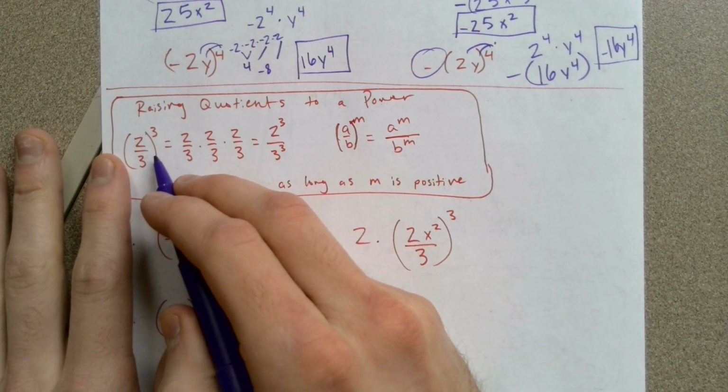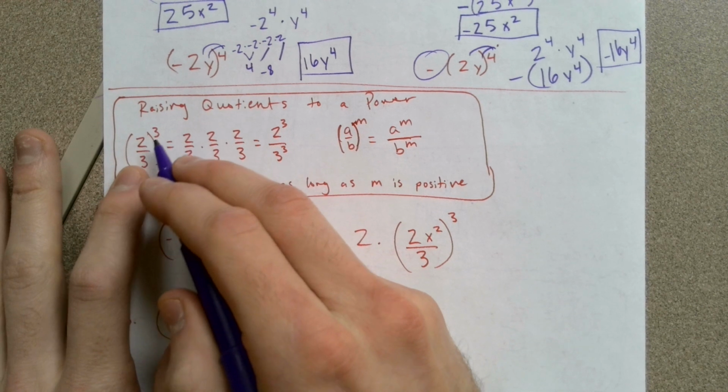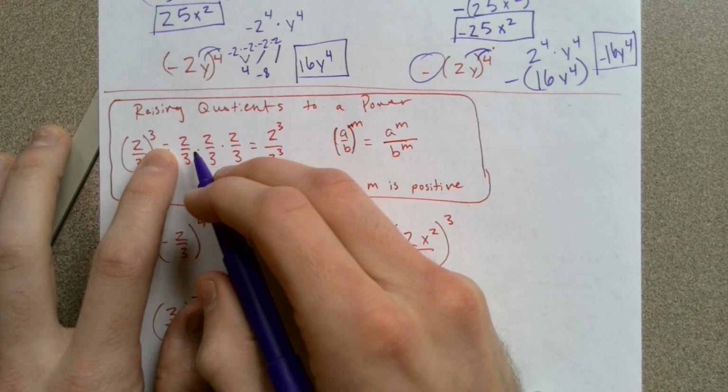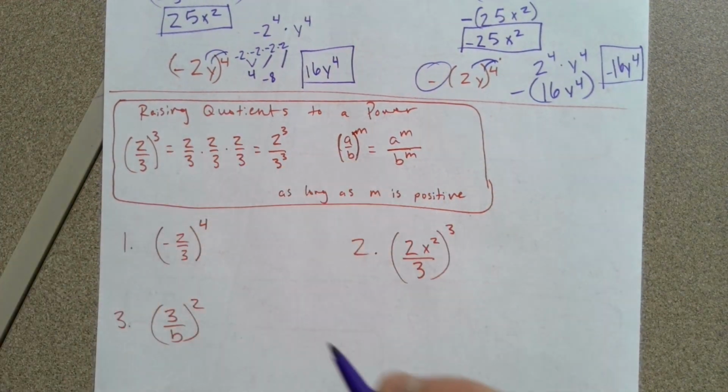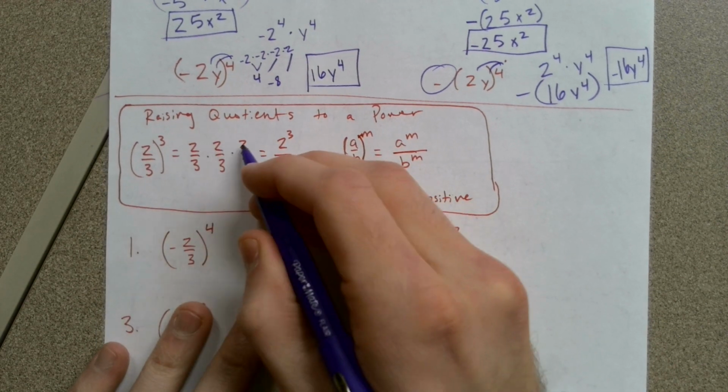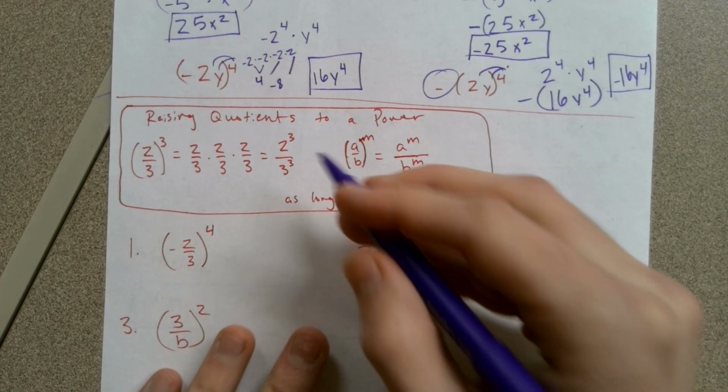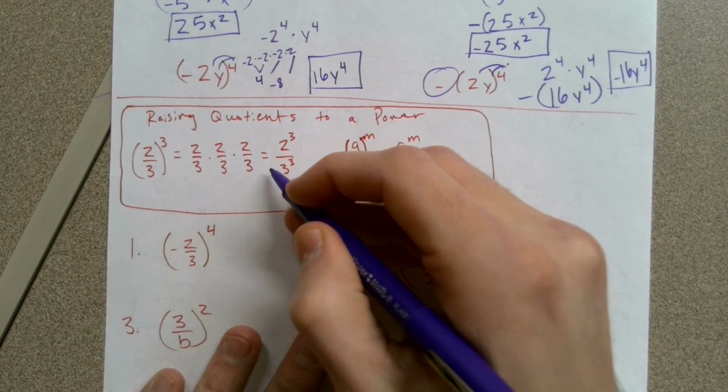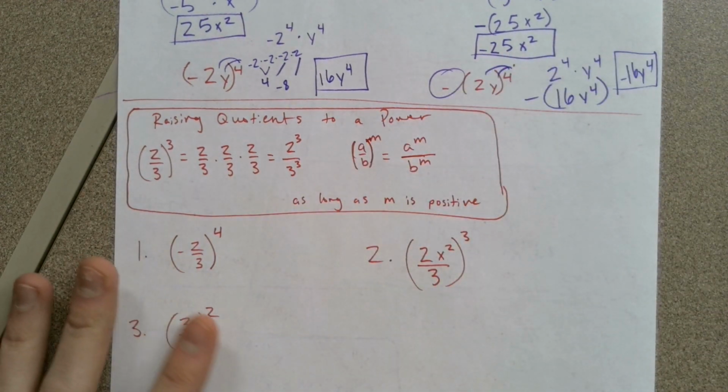2 thirds to the third power is the same as 2 thirds times 2 thirds times 2 thirds, which really, we know how to multiply those fractions, is going to be 2 times 2 times 2, which is 2 to the third power. 3 times 3 times 3 is going to be 3 to the third power.